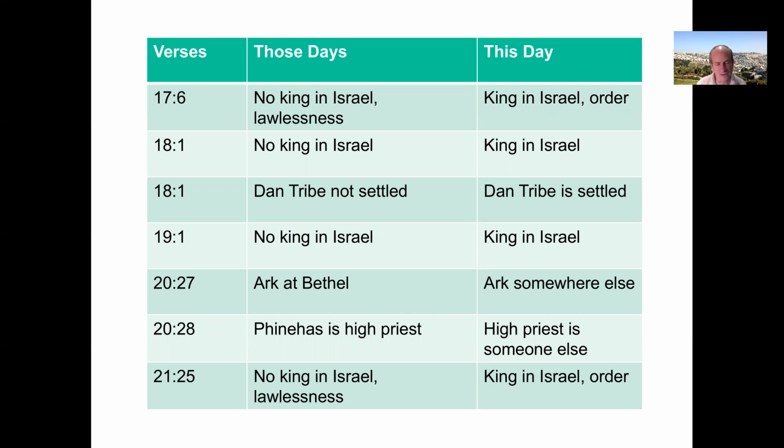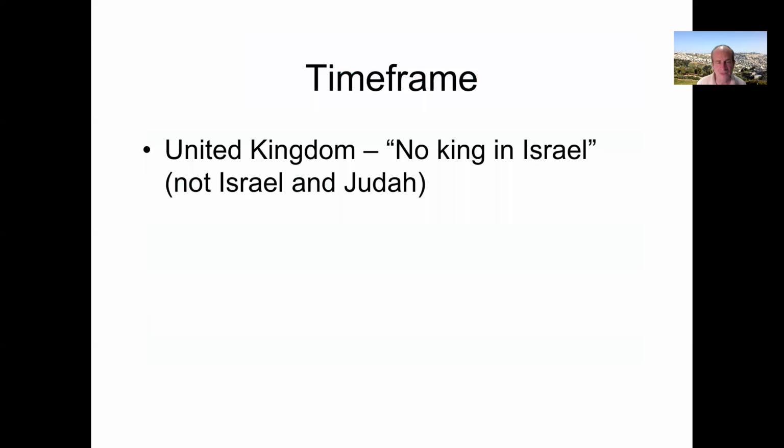And then finally, the last verse in the book says, no king in Israel, everyone did what was right in his own eyes. Now, the time frame I think that we should address is because of this phrase. It says there was no king in Israel.